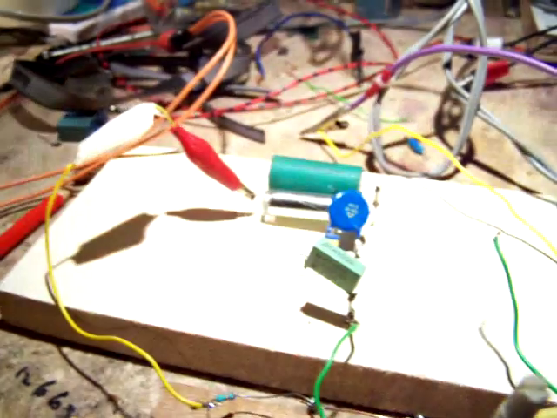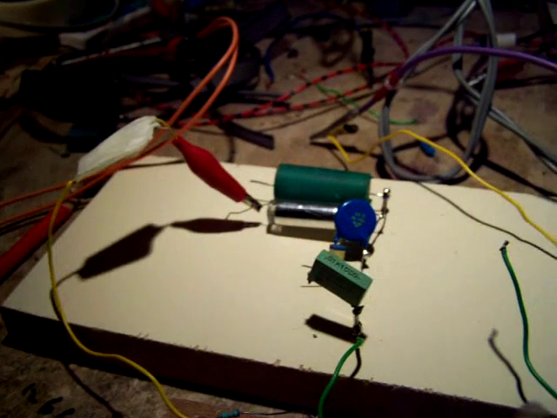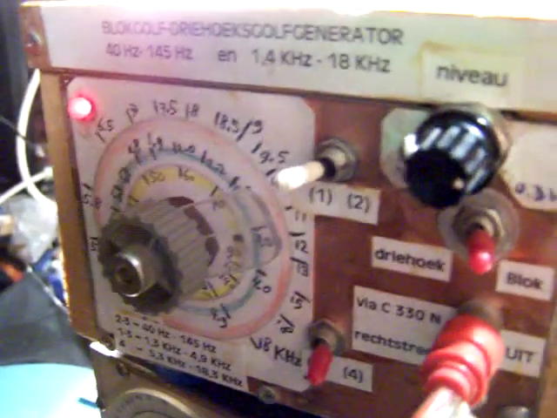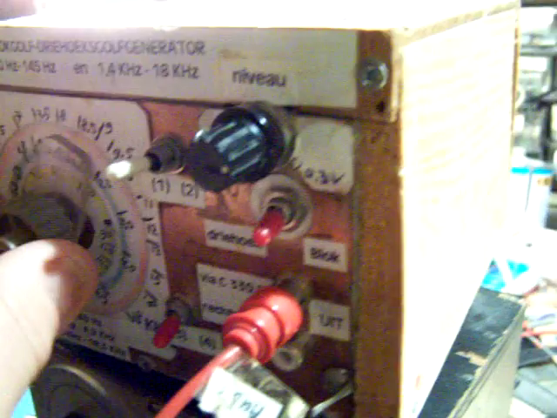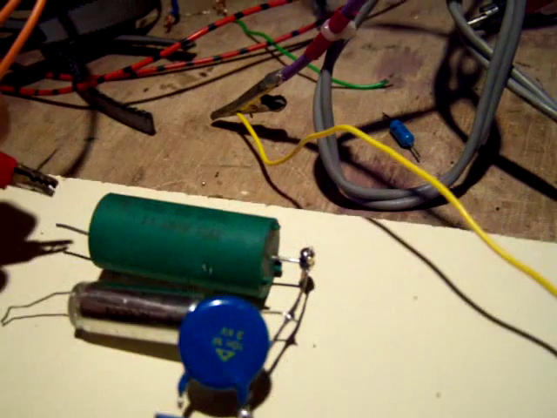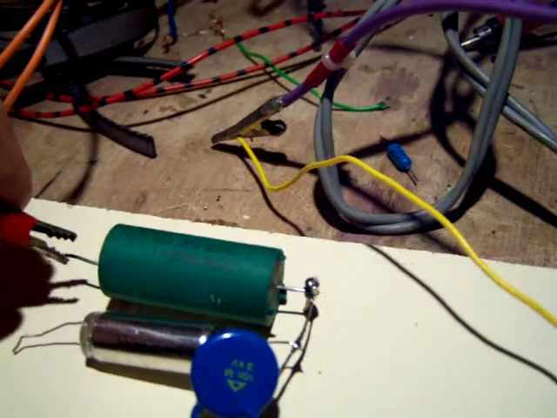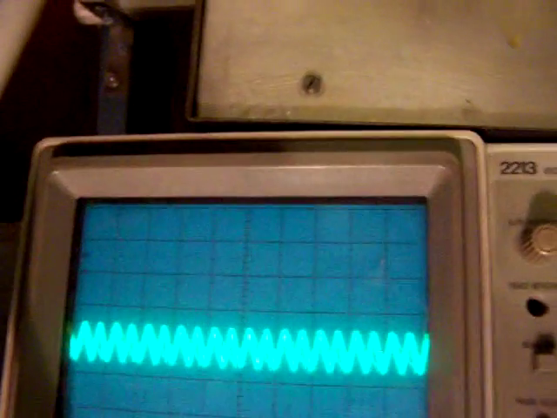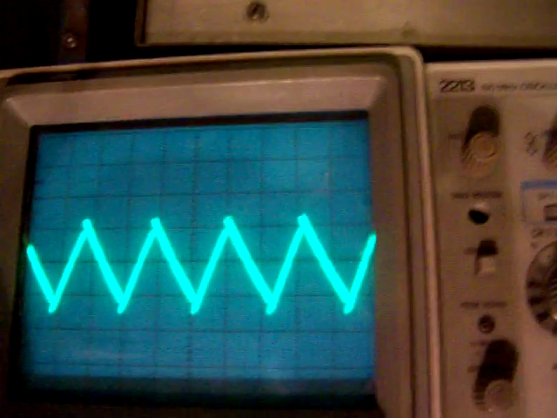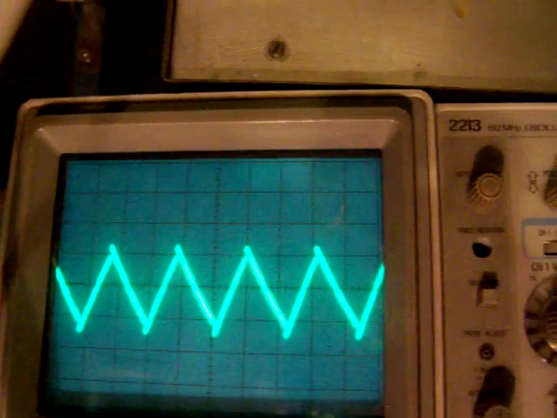Now we go to the triangle wave and the square wave. This is the square wave. Connected it here. I go back to an audible frequency and go back to this big one, this one. I don't care about the waveform. I'm only interested in the differences.